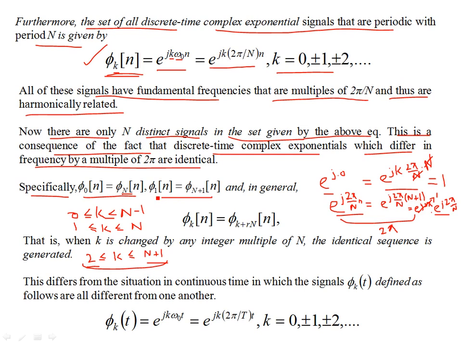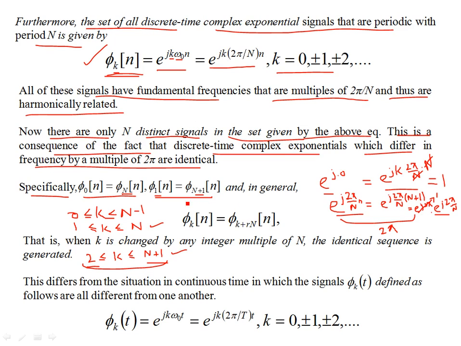0 and N are the same. Similarly, 1 and N plus 1 are the same. So you don't need to consider N plus 1 in this range. You don't need to consider N plus 2 in this range, because N plus 2 is 2. N plus 1 is 1, and 0 is capital N. So let's not consider those harmonics, because the exponentials are going to repeat themselves.